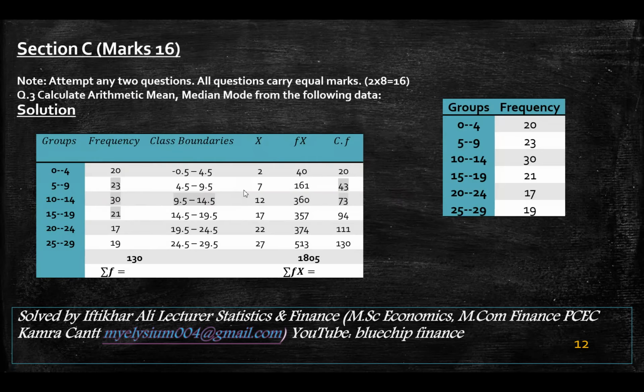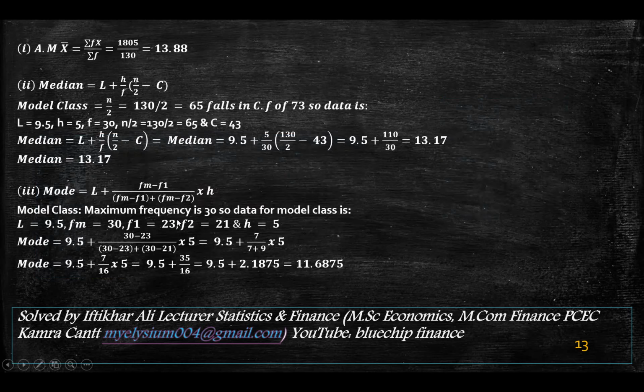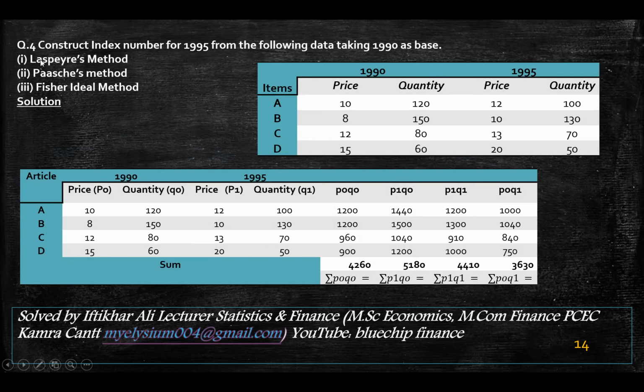How can we select the model class for mode? Simple, the class which has maximum frequency, which is 30, is the model class for mode. So L is 9.5, Fm is 30, F1 is 23, F2 is 21, and H is 5, the difference of x values. After putting the values into the formula and solving it, the mode will be 11.6875.